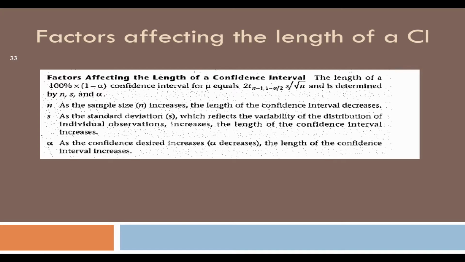Is the n minus 1 comma 1 minus alpha over 2 all just pertaining to that t value? Yes, it's whatever that t value is, times s divided by the square root of n. Yes. So for example, suppose we want to get, let's see.